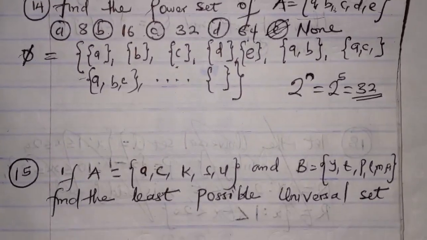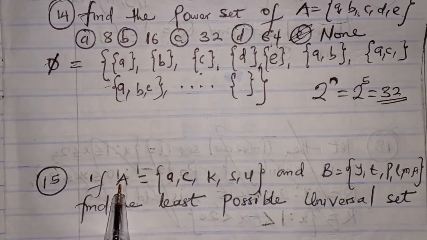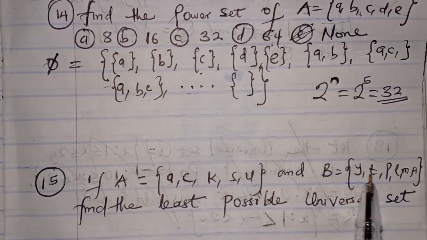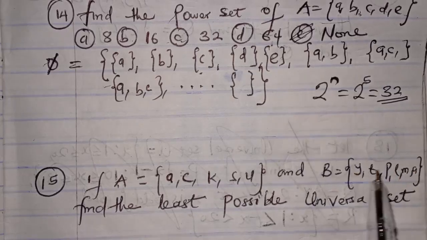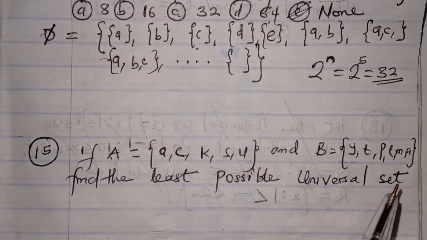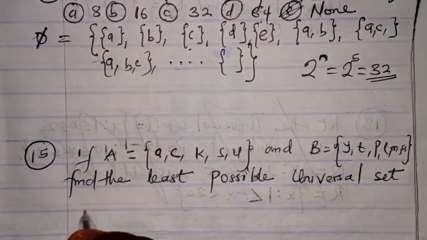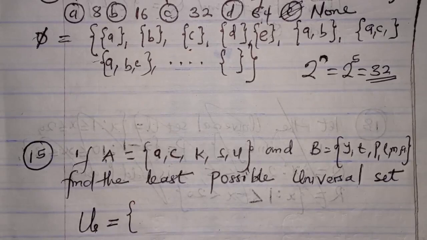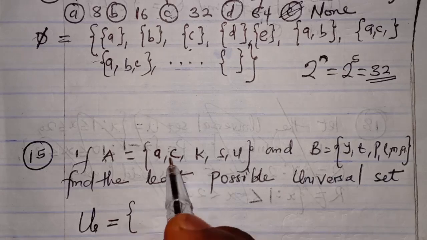I'll not be able to write options for all of the questions, but just follow me. If A, this is question 15, is the set of elements A, C, K, S, U, and B is the set of the elements Y, T, P, L, M, A. You can see that Y, T, P, L, M, A. Find the least possible universal set. Universal set actually is the set of all elements for a given problem. The universal set contains all the elements of a given problem, and all other subsets that come from that universal set actually have their members from that universal set. Okay, so to determine the least possible universal set, we just simply take the union of A and B.